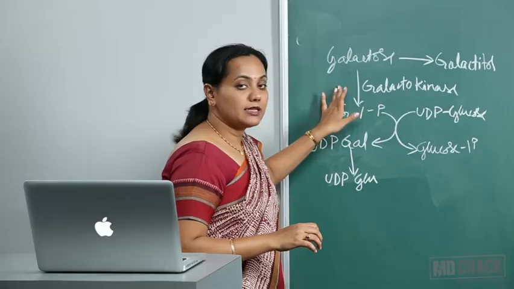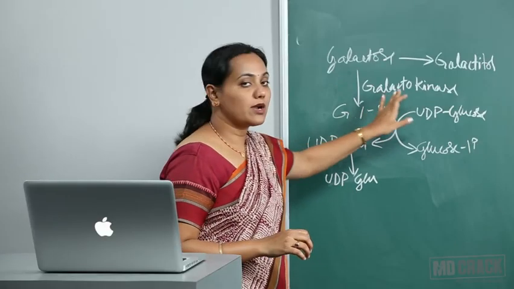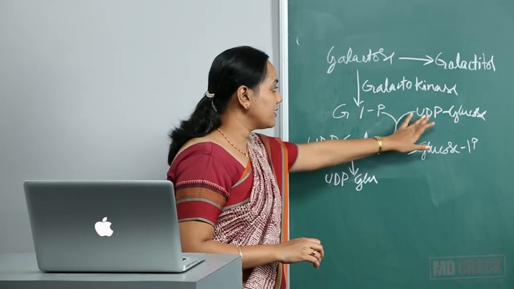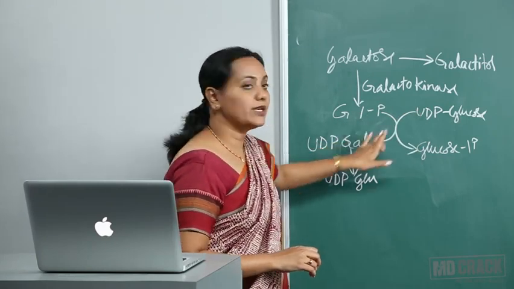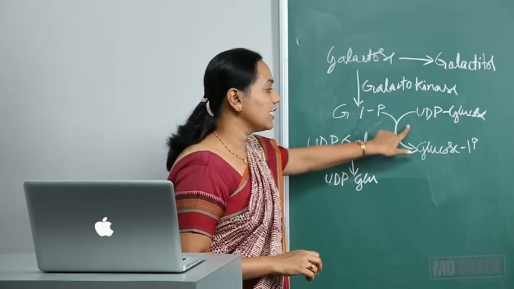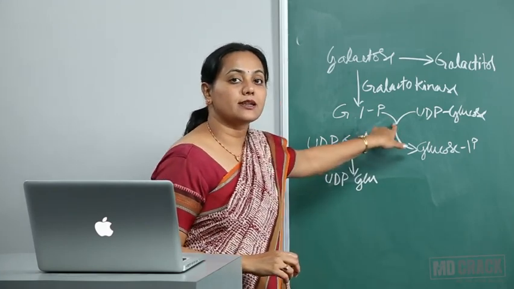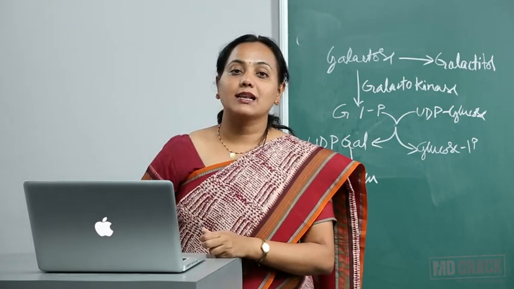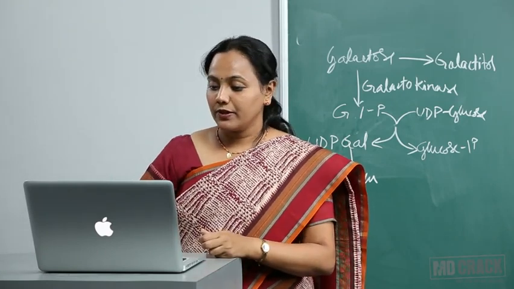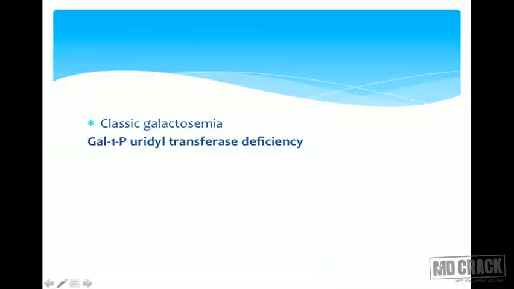Now one enzyme I said where galactokinase is deficient, but similarly, if this does not take place and galactose 1-phosphate is not converted to UDP galactose, there is one uridyl transferase here. So if this enzyme is deficient, we call the condition classic galactosemia. So the enzyme is galactose 1-phosphate uridyl transferase. This is again an MCQ, galactose 1-phosphate uridyl transferase. So galactose 1-phosphate will accumulate.